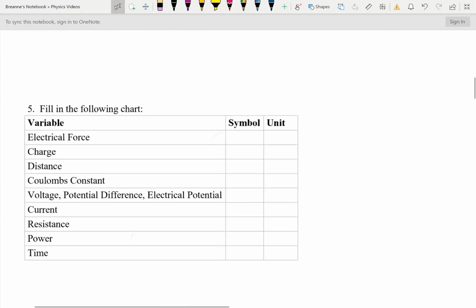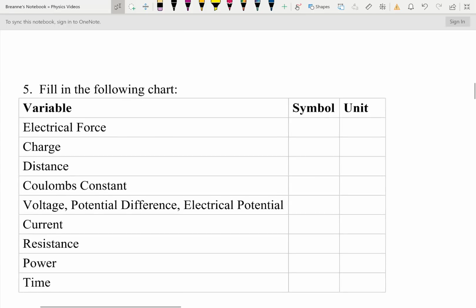Now, you will be given the formulas on the test. But the key thing that a lot of people have trouble with is knowing what the variable is. The variable is what's inside the formula. Instead of symbols, you want to call those variables. And the units is what goes behind the number.